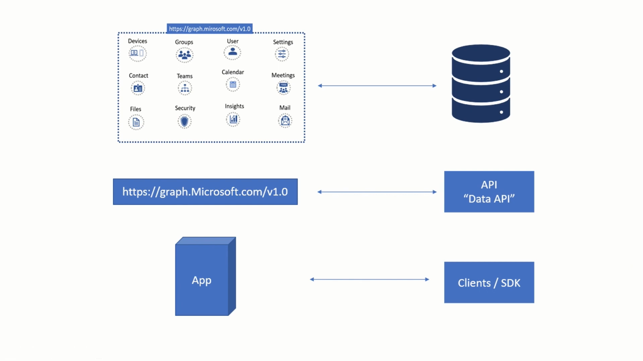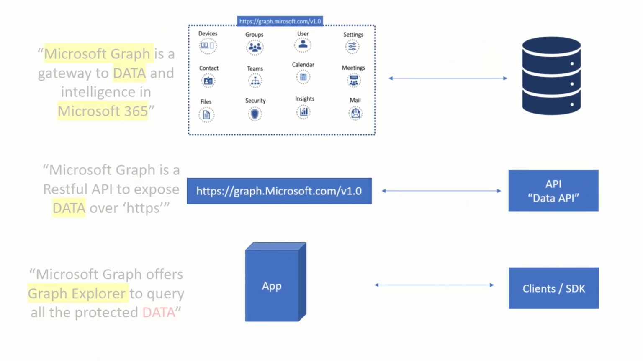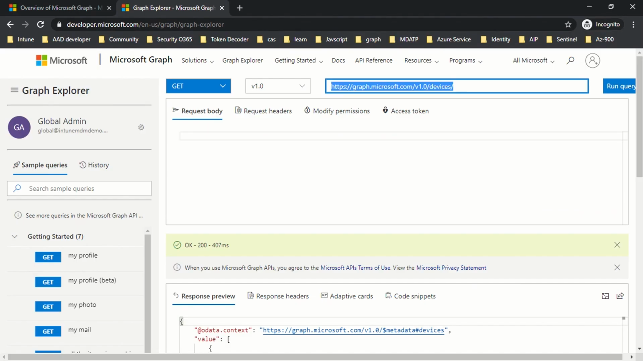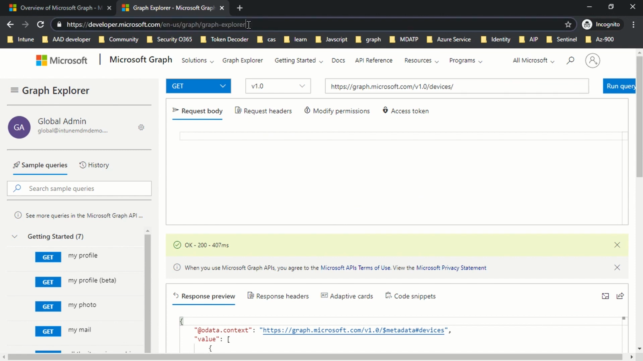Now, if you remember the three statements that I mentioned on the first slide of what is Microsoft Graph, the first statement was that Microsoft Graph is a gateway to data and intelligence in M365. That means, again, all the data that exists is available to you up to a certain limit. Then, Microsoft Graph is a RESTful API to expose data over HTTPS. The Graph Explorer that I have used as of now is going to an HTTPS API. And again, everything nowadays is secured, so every link that you access, you'll find mostly it will be HTTPS.